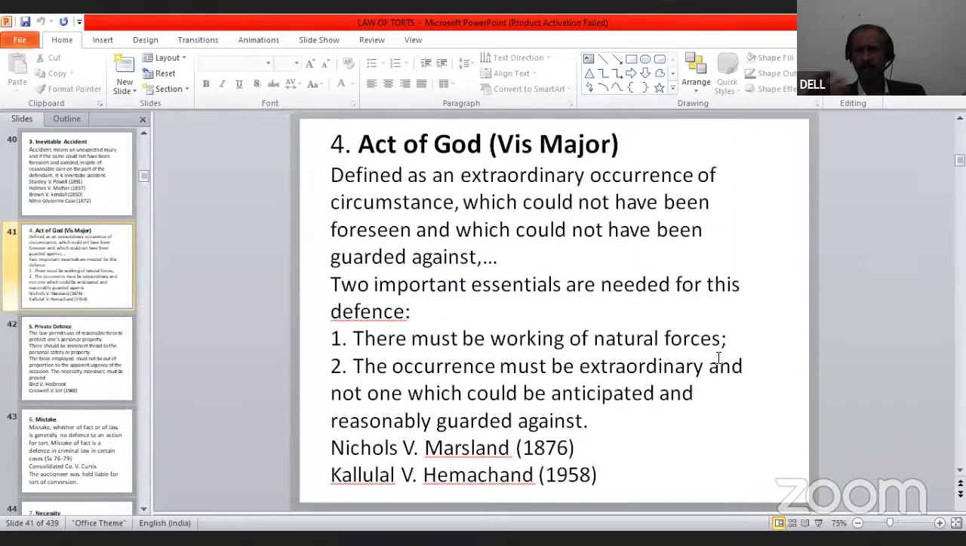For that you can take examples: earthquake, tsunami, volcano, tempest, and many more examples, flood actually. So all these examples you can take, all natural calamities, where it is humanly impossible to prevent by the ordinary man.